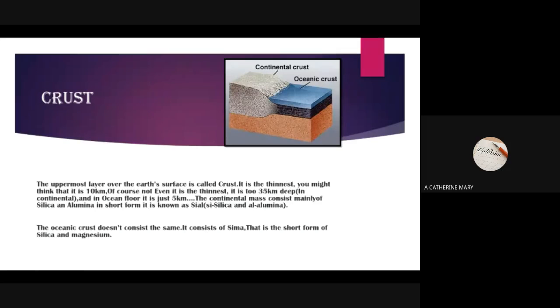The continental mass consists mainly of silica and alumina. In short form, it is known as SIAL, that is, SI means silica and AL means alumina. The oceanic crust doesn't consist of the same minerals. It consists of SIMA, the short form of silica and magnesium.